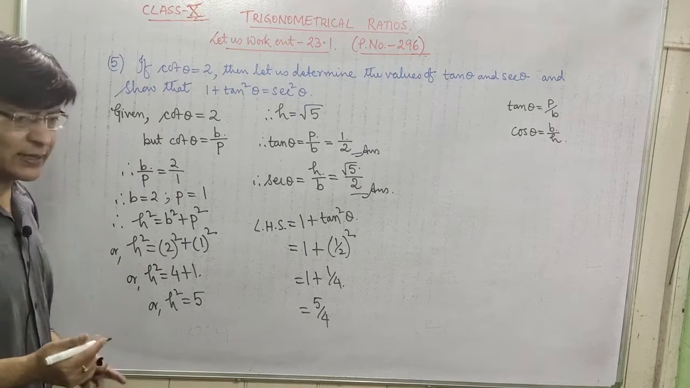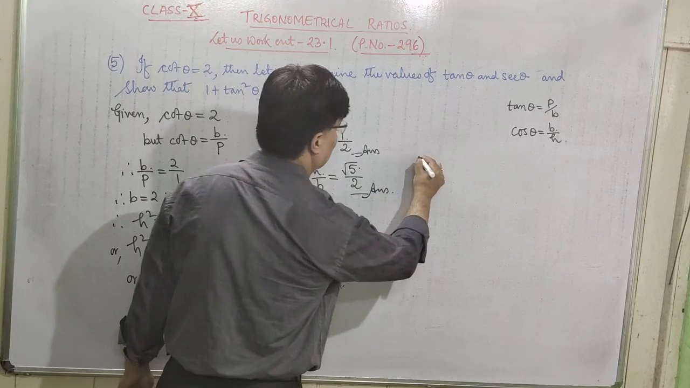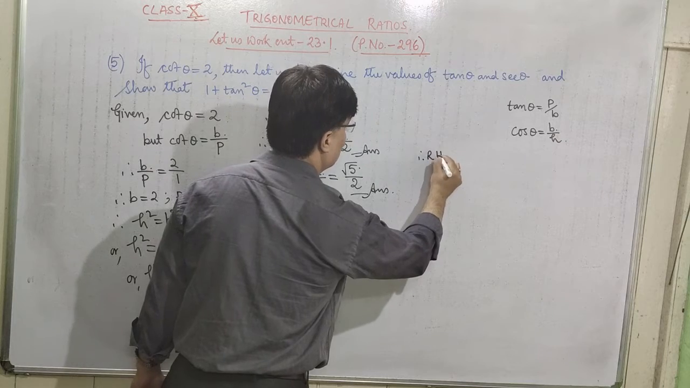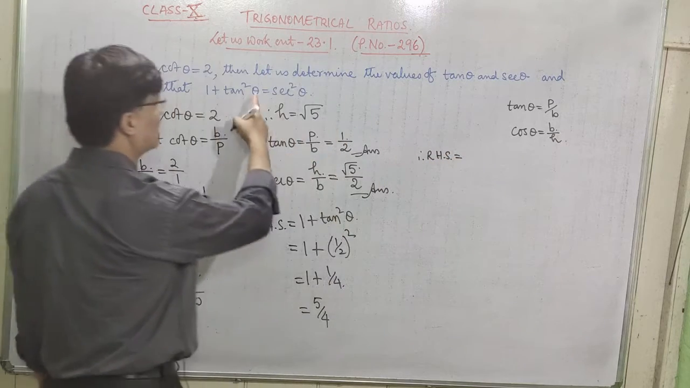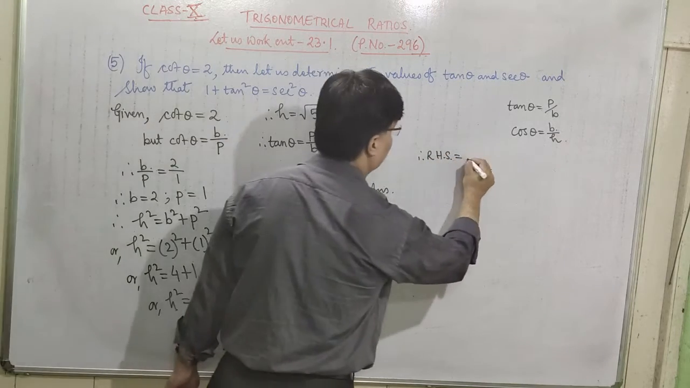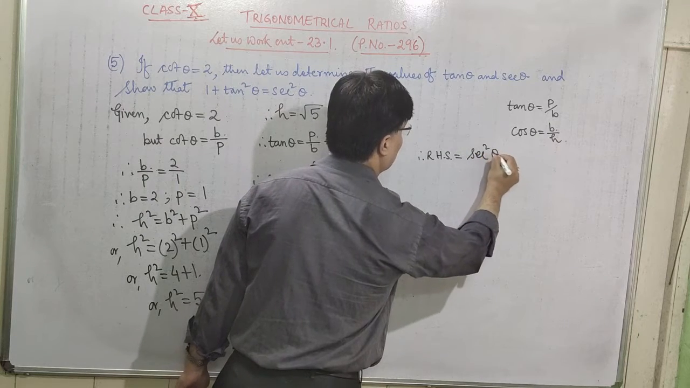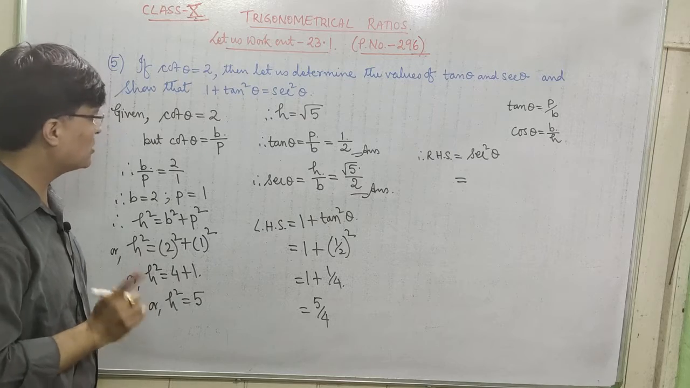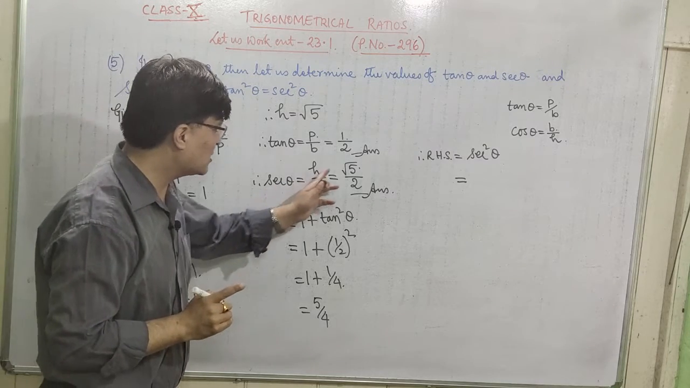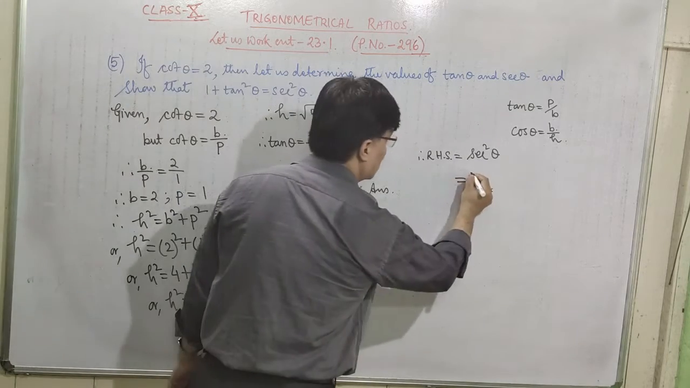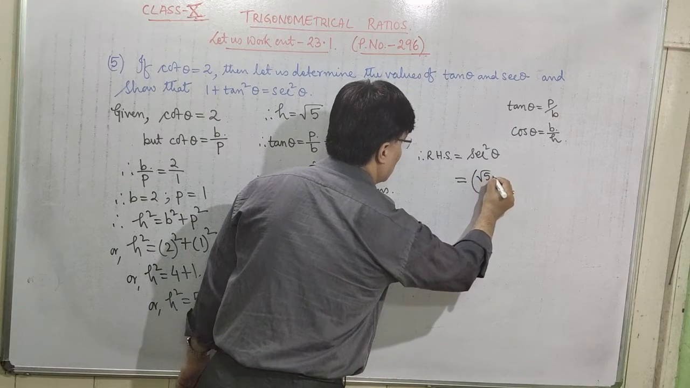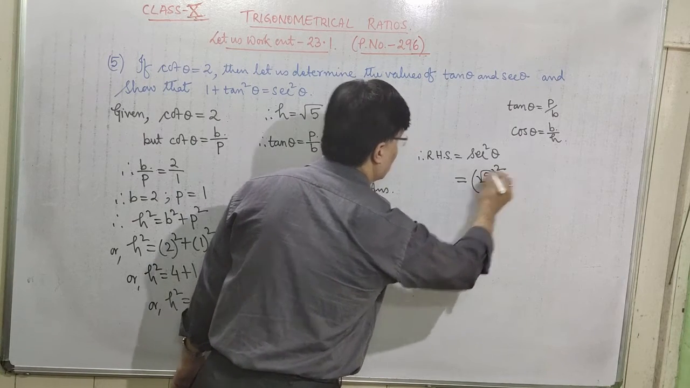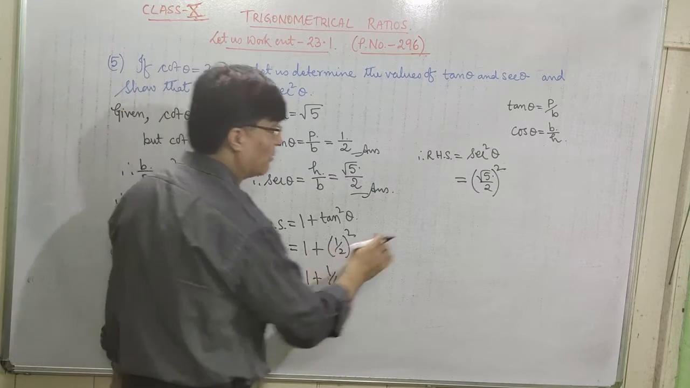So let us find out the right hand side. That is sec square theta. Therefore RHS is equal to, what is RHS here? It is sec square theta, which is equal to, what is the value for sec theta in this case? Just now we got it. Sec theta is equal to root 5 upon 2. So it is whole square. So it is root 5 by 2 whole square, right?